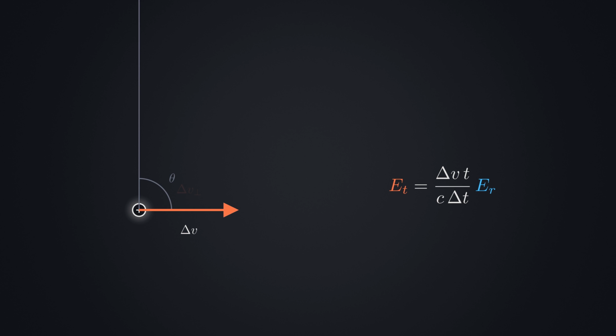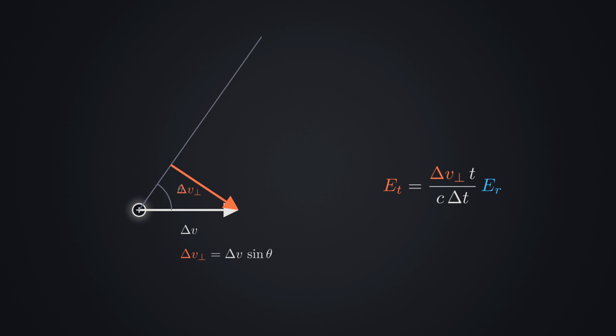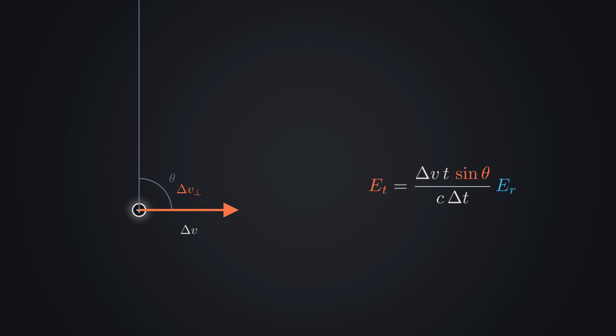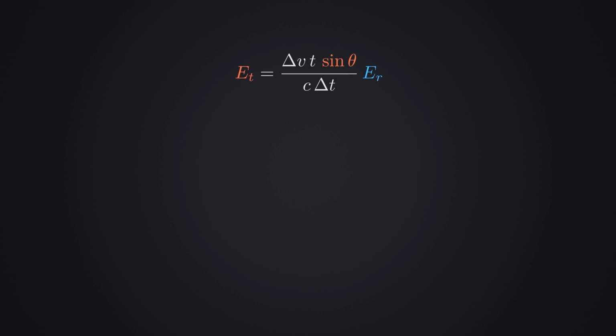And this we can also write as v sine theta, with theta being the angle between field line and direction of motion. Sine theta inherits the attribute that field lines more parallel to the direction of motion have a weaker transverse electric component. Therefore, we get this. And since we have delta v divided by delta t, we can also just write it as acceleration a.